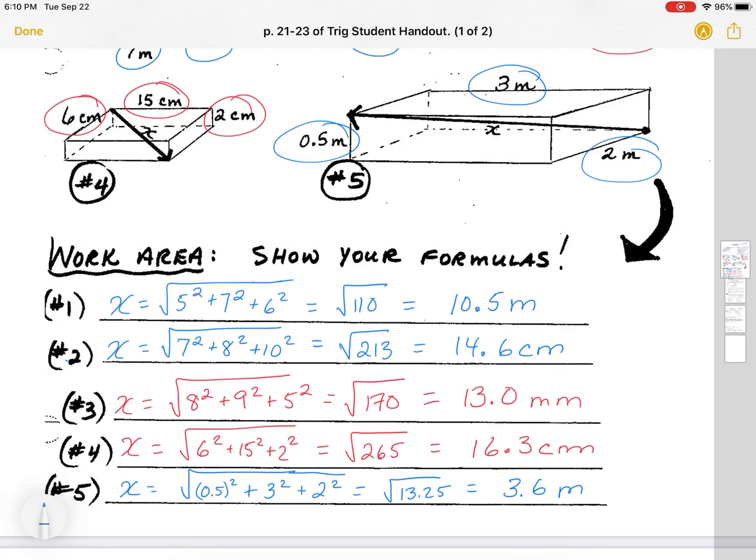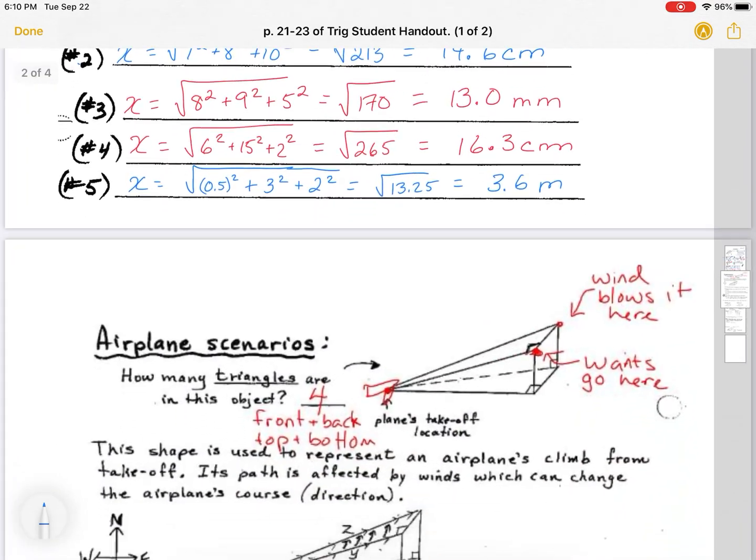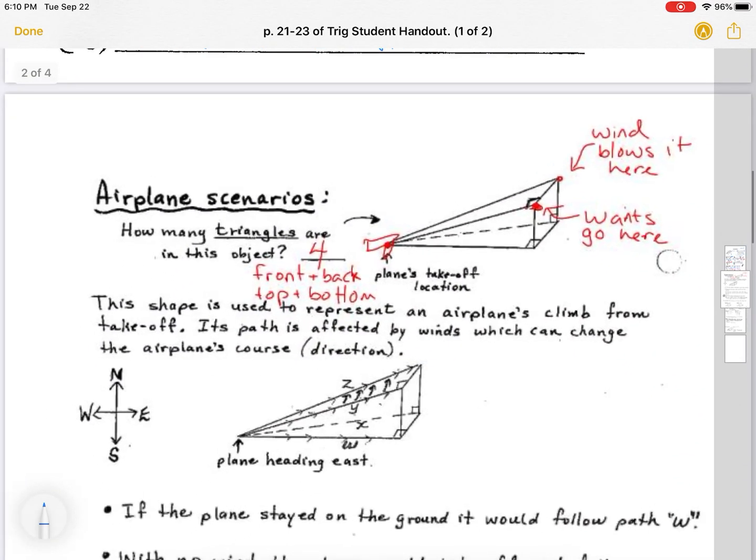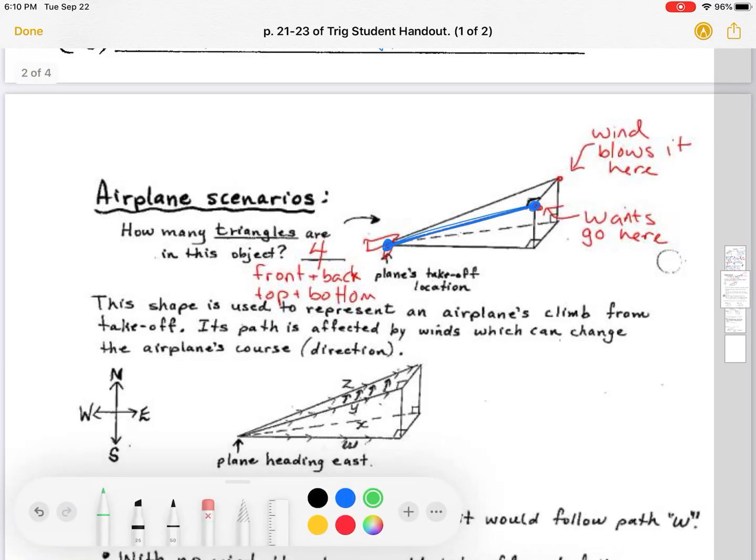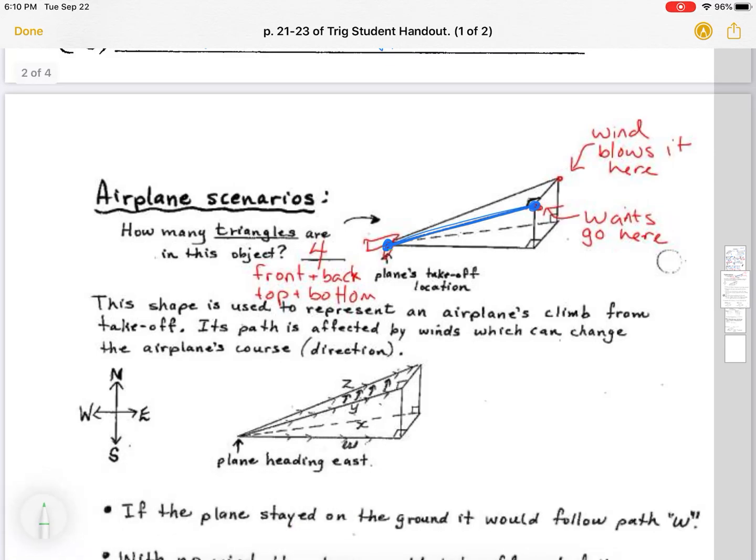Now the next problem, hopefully I can explain it so that you can understand what I'm talking about. But it's really actually just talking about a scenario where you might use this and it's with an airplane. So let's look. Okay, so here's an airplane scenario. We have an airplane taking off from this point here, the blue point. It wants to go to this point here.